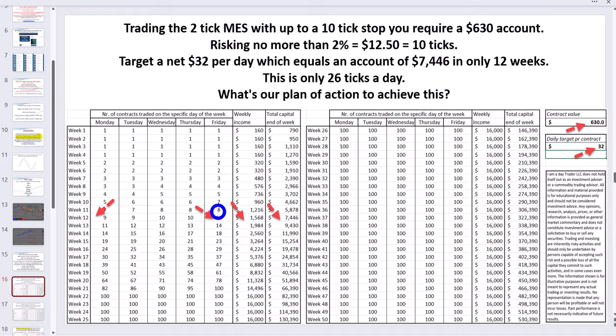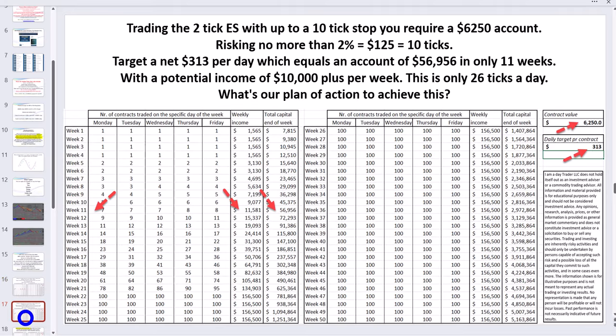How this compound table works also, you only start trading an additional contract when you double your money. So when you're up to 1260, you now start trading 2. So this is trading with the market's money. Now once we get up to 6,250, we can roll over within 11 weeks trading 8 contracts, netting 313 a day, which is only 26 ticks a day after commissions.